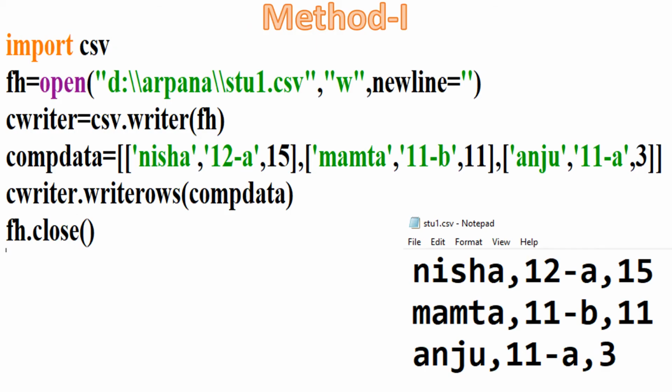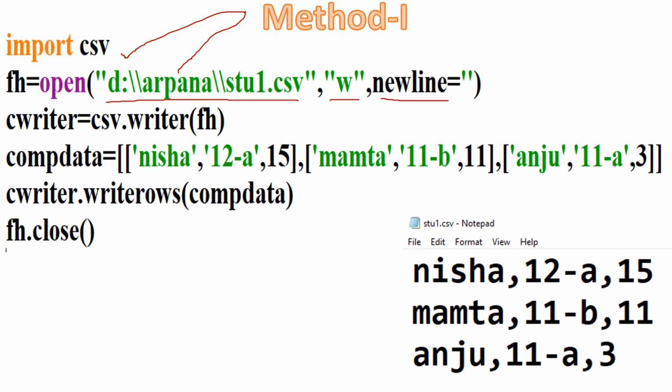If you are using the first method, this is how you will write the code. First of all, you import the csv module. Next is to open the file with the help of the open function. Specify the file name and the mode, because you are going to write. You are using the first method where you handle the newline situation with the help of the newline argument while writing into the file. So you write newline equal to empty quotes.